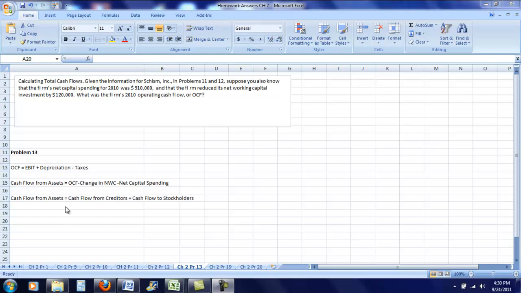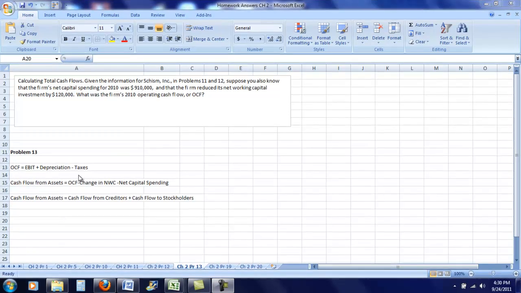So we are back on problem 13, and problem 13 required us to solve problems 11 and 12. It says, suppose the firm's net capital spending for 2010 was $910,000 and that the firm reduced its net working capital investment by $120,000.